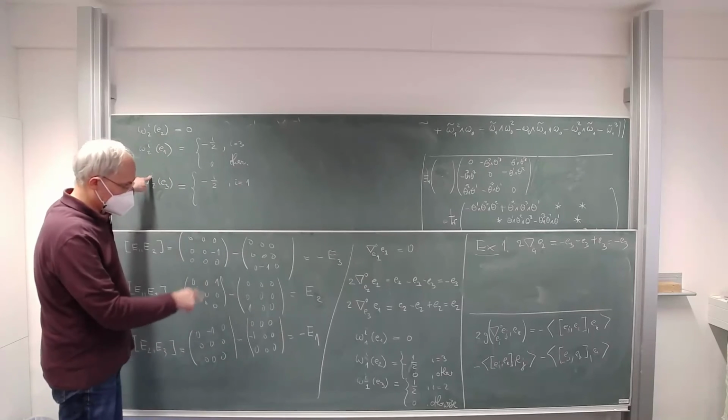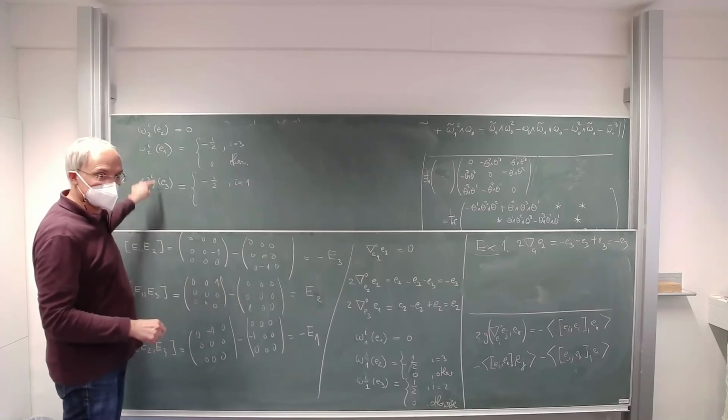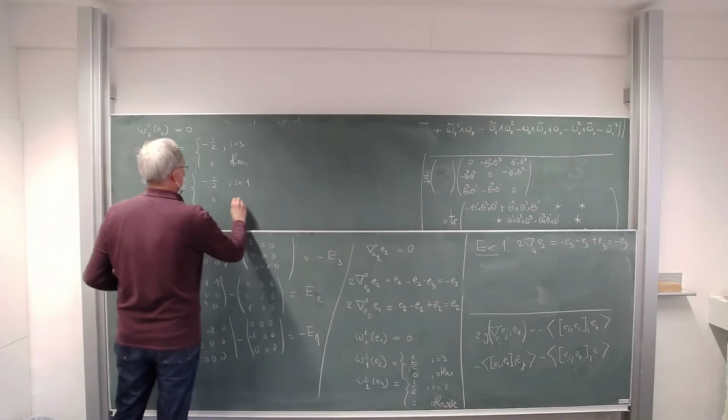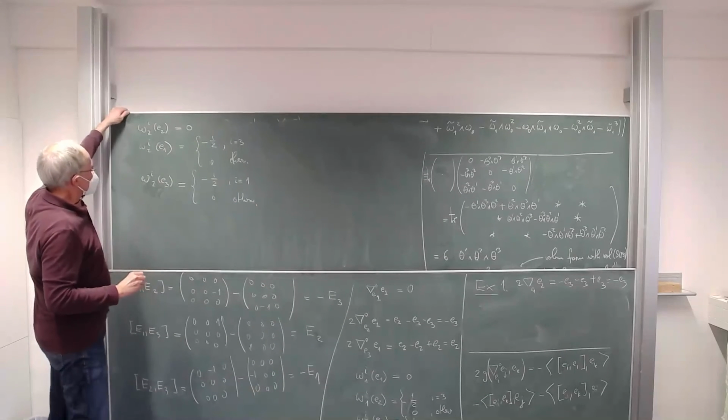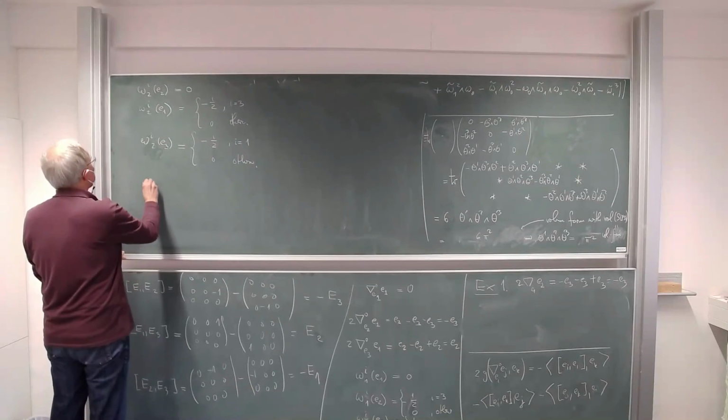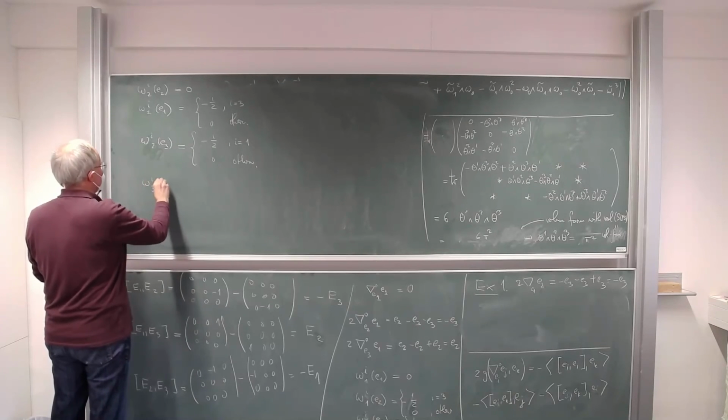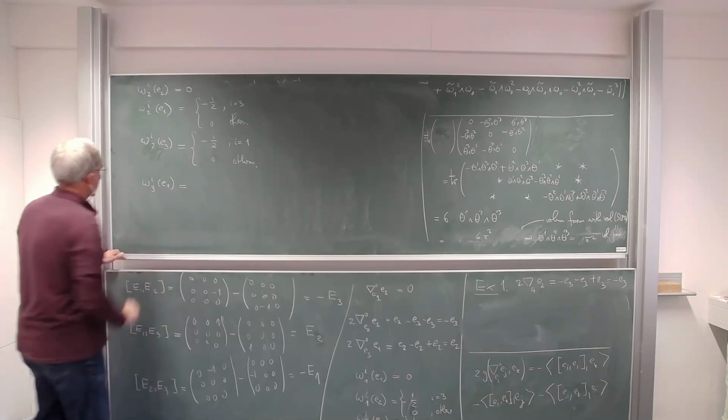And now it's this I. I'm always getting confused by that I and by this I. And 0 otherwise. Alright, and the last ones, omega 3I 1. Now what?